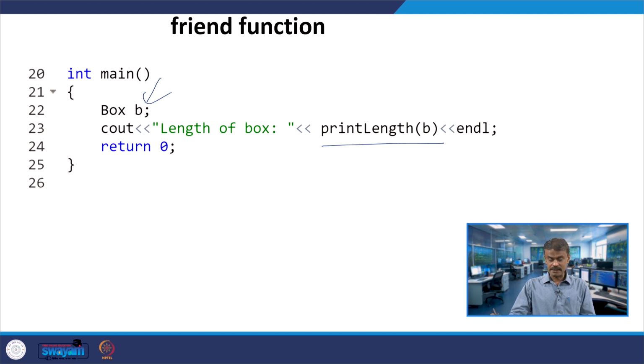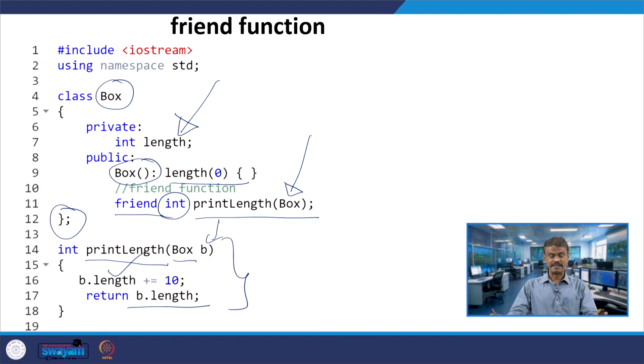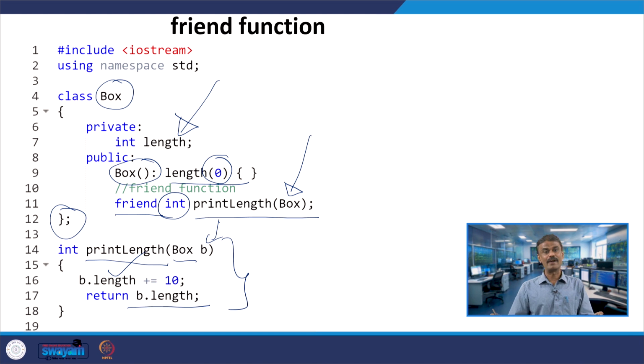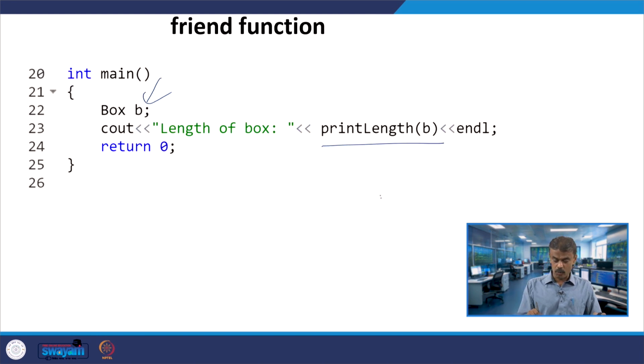So, when you are calling this function, this object is being passed, b dot length. Initially b dot length is 0, by default it will call the constructor when you are creating this object, box b. In the constructor the value is 0. So, this value will be added to 10, 0 plus 10. That means b dot length is 10, and b dot length will be returned. So, here you will get the output 10.